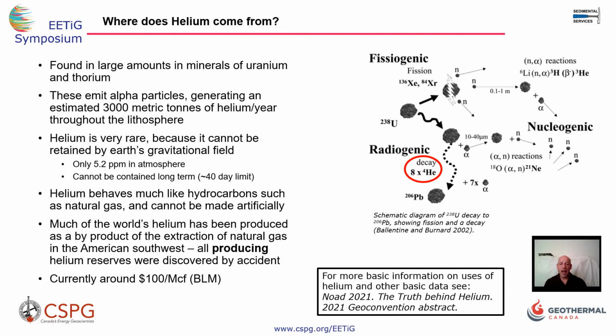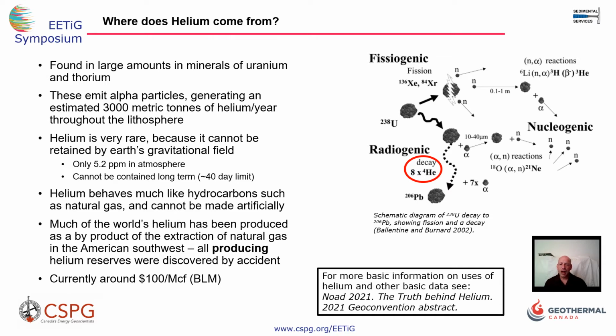Now, helium is very rare because it cannot be retained by the Earth's gravitational field. And so we only find around 5.2 parts per million in the atmosphere. And it's also very hard to contain because it's got such a small atomic size, it can pretty much leak through anything. So you have around 40 days of storage before it's all gone.